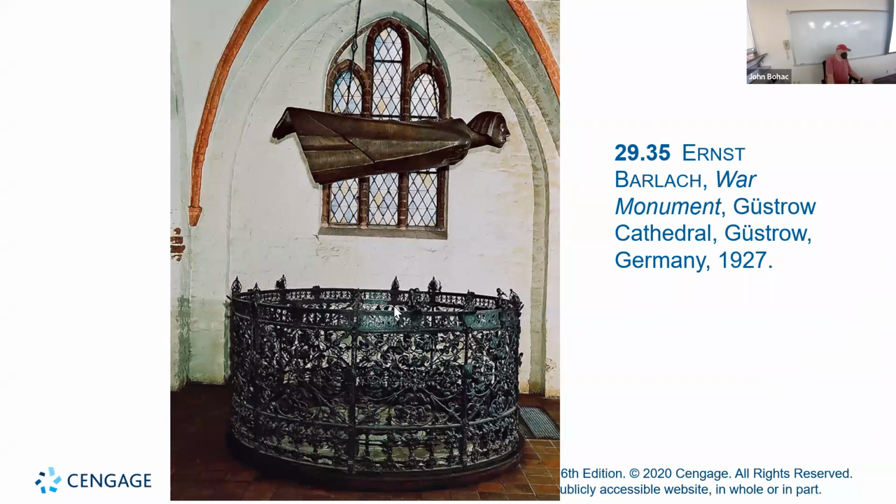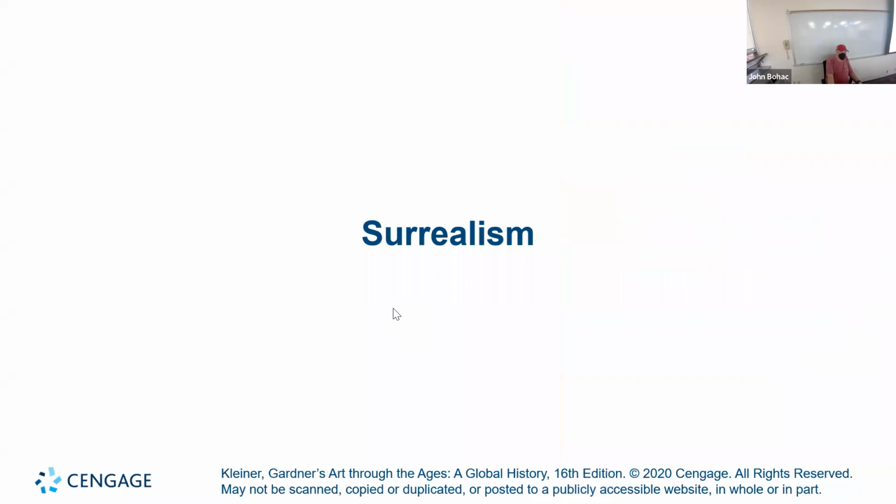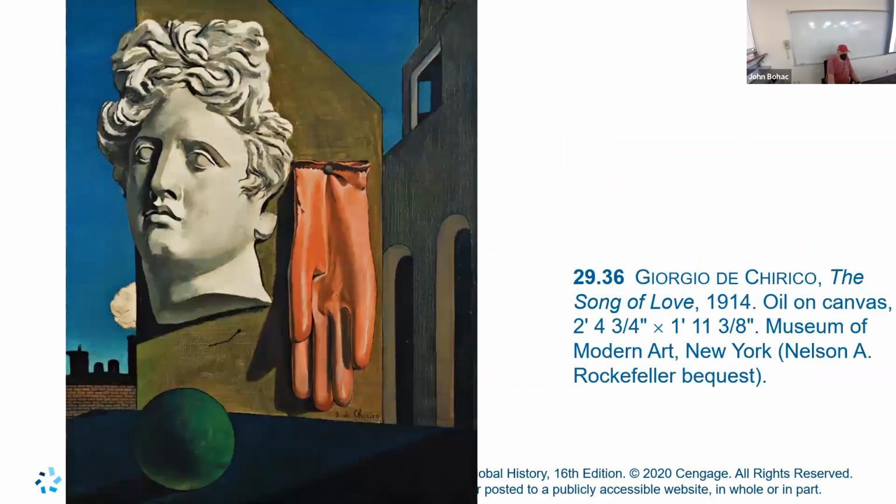So that's a big deal. And what happens after all of this? Surrealism. And it kind of happens simultaneously, and in tandem with Dada. There are a lot of people that were Dada artists who became surrealists, Ernst being one of them.